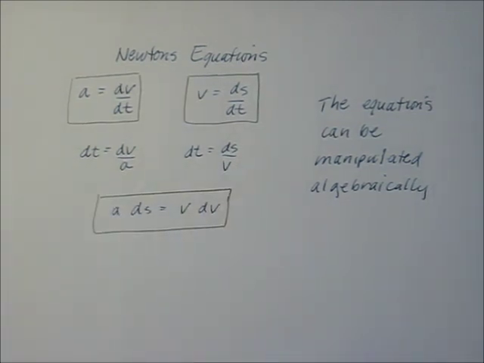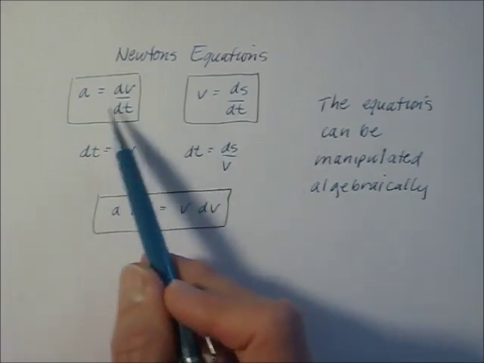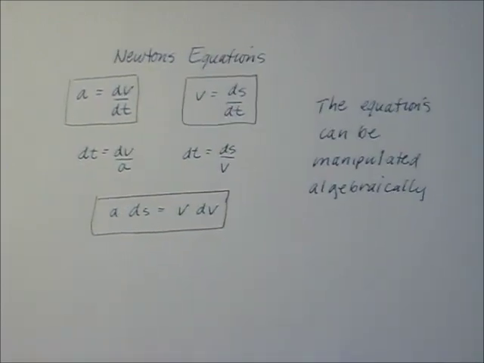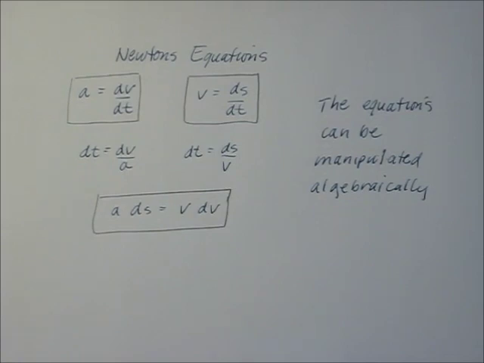a ds is equal to v dv. Now, what I'm going to say here is these are the three primary forms of Newton's equations, and they can be used to integrate and take derivatives in a variety of ways, and we'll find that quite useful.